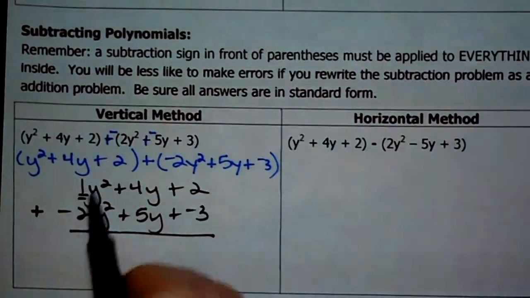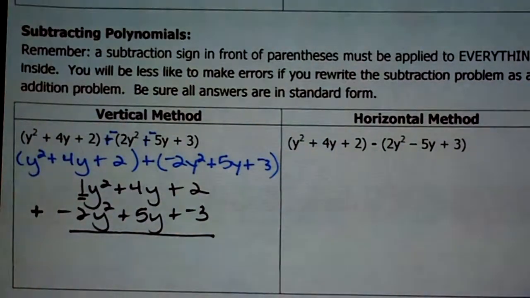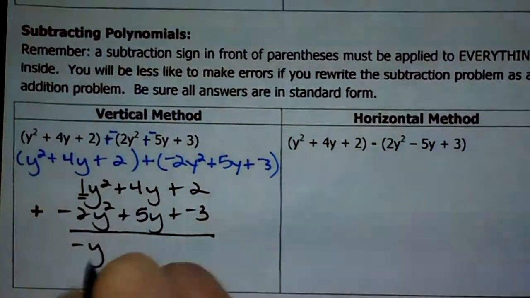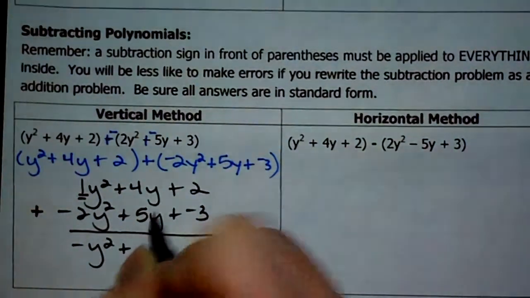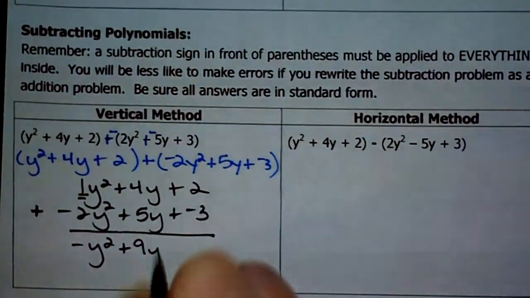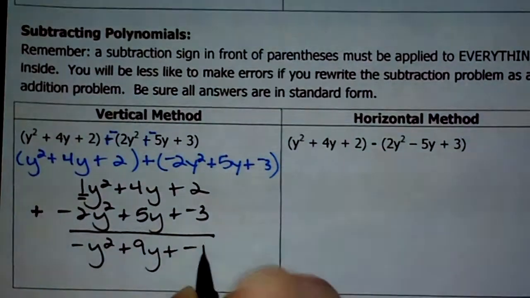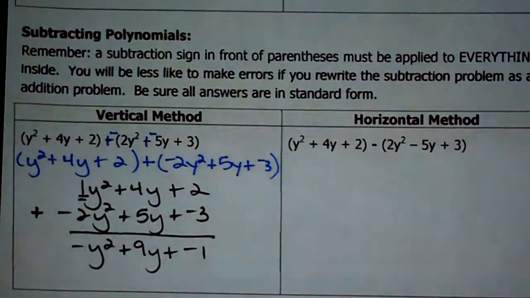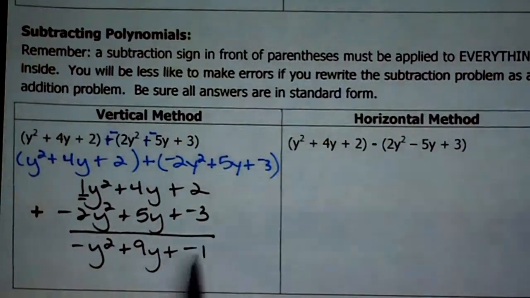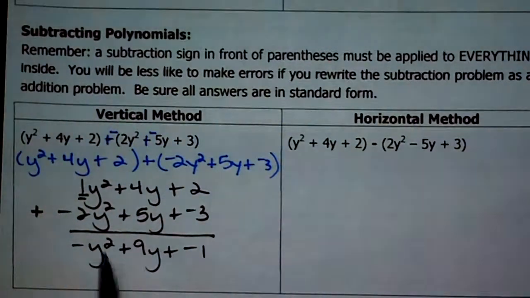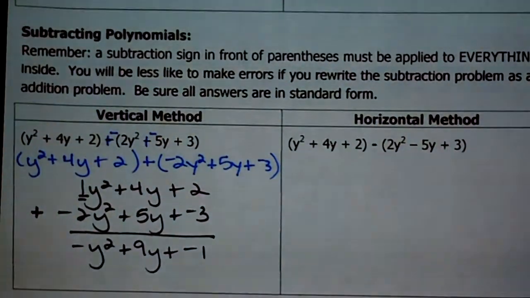When you have 1y squared plus negative 2y squared, you end up with negative 1y squared, which I would just call a negative y squared. 4y plus 5y, that's 9y. And 2 plus negative 3, that is a negative 1. So right here, this is already written in standard form. We're good to go because it goes by the highest degree to the lowest degree.